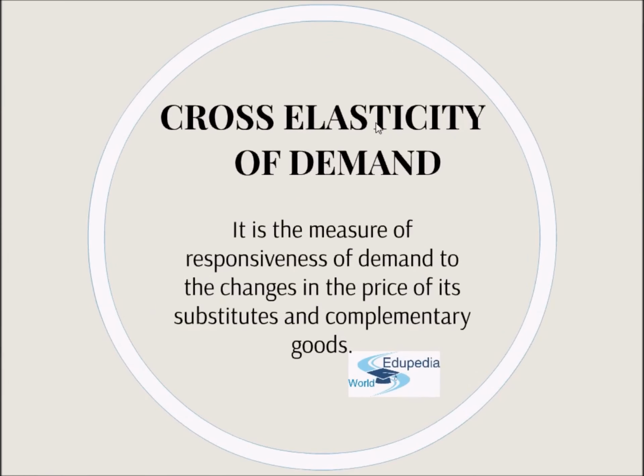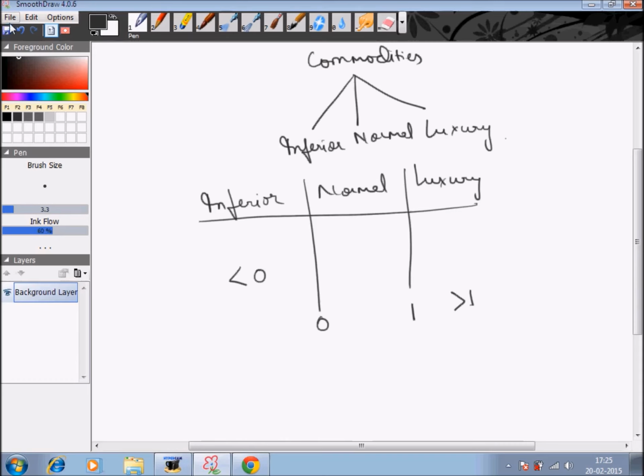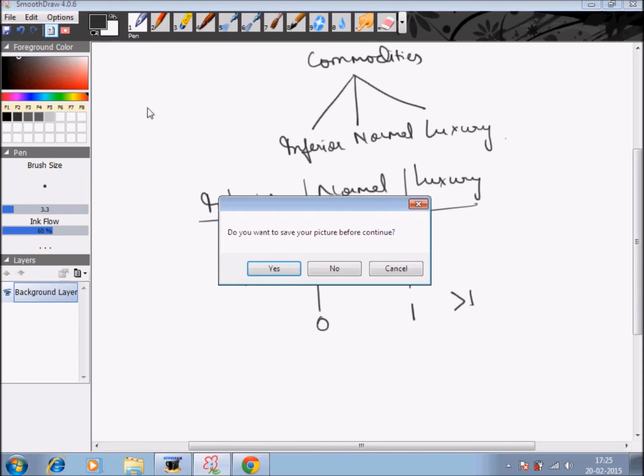Now next we come to the third type of elasticity of demand, that is cross elasticity of demand. Now cross elasticity of demand, here we see the effect of change in price of a substitute or a complement good and what effects it does on the quantity demanded of a commodity. That is, it is the measure of responsiveness of demand to the changes in the price of its substitutes and complementary goods. Now we calculate it by using this formula.